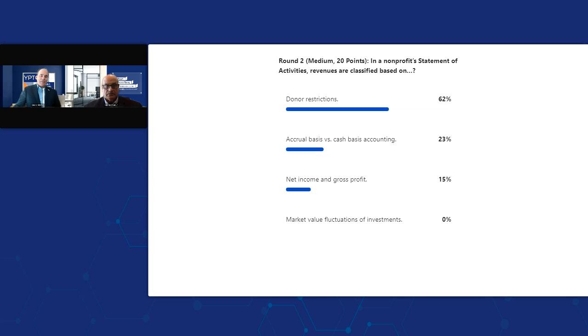Okay, we finally got our first bump in the road here. Going to separate the leaderboard for sure. Now, yes, accrual basis and cash basis is a decision that we make for how we're going to present our activity altogether, but the format and how we're classifying the activity on the actual statement of activities is done by donor restrictions.